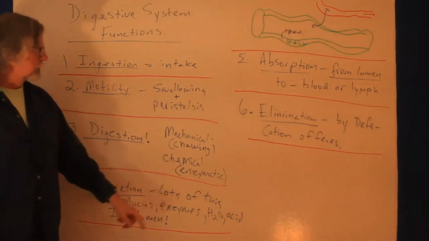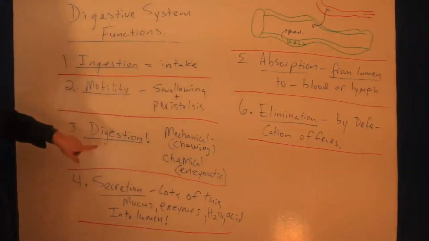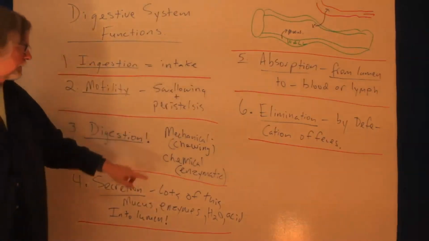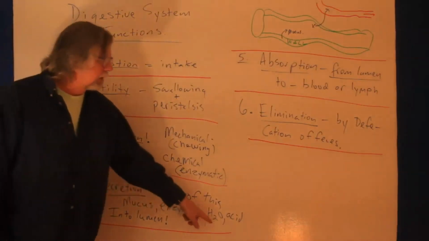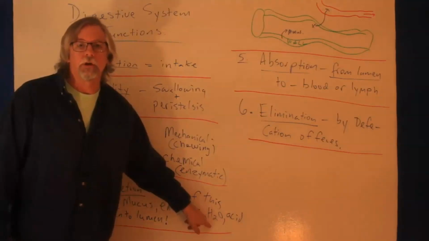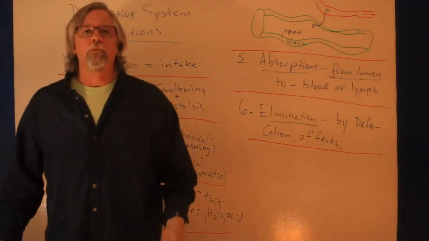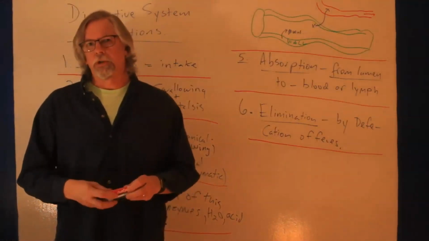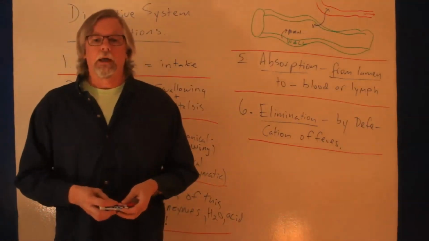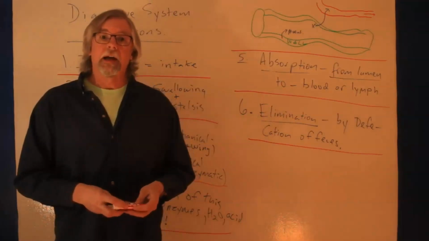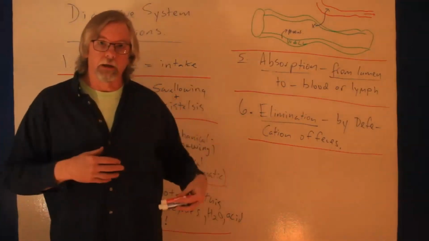Obviously, there are going to be enzymes secreted when chemical digestion happens. There's a ton of water dumped into your digestive tract. That's also going to help stuff move forward and helps with motility, and then at the end of the digestive tract, this water gets reclaimed.